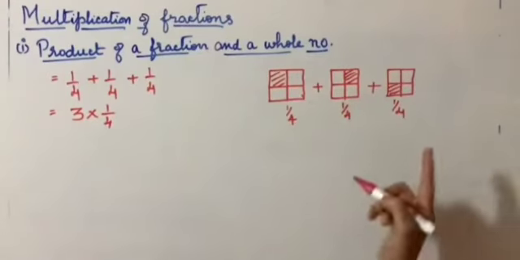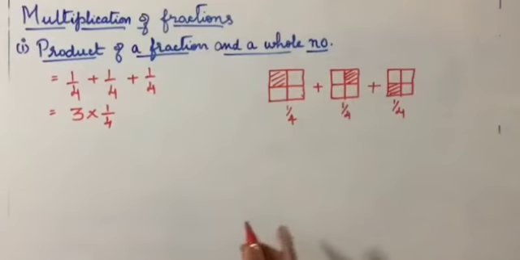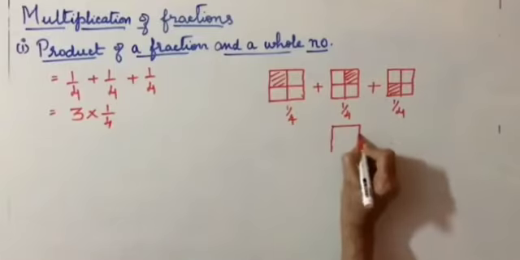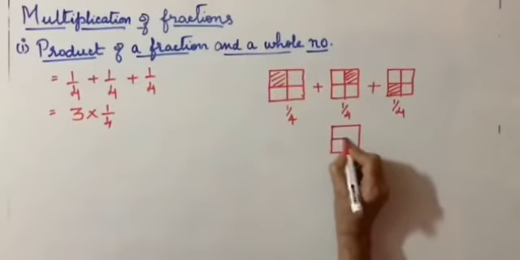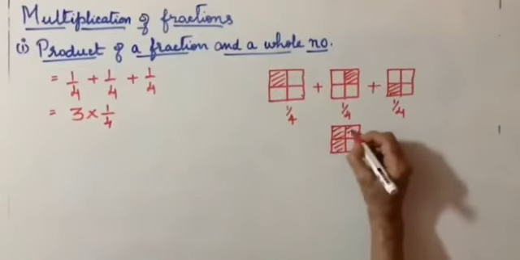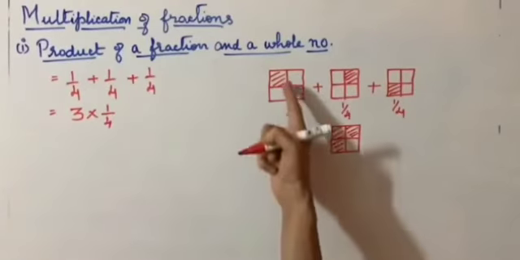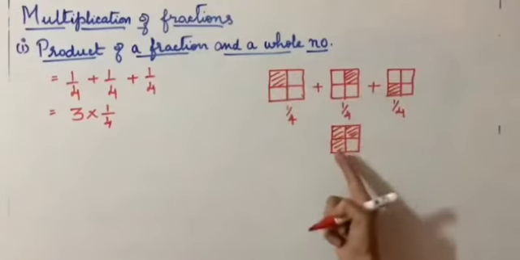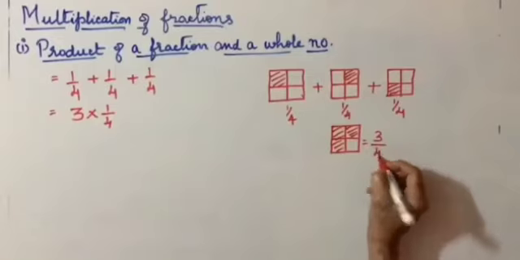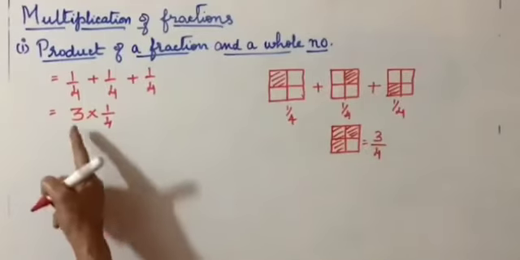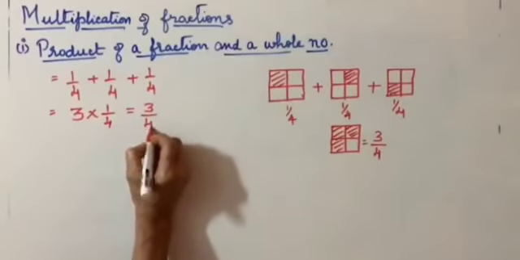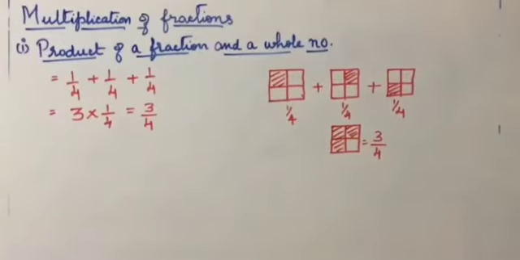Now let's see what happens to this square when we sum it up. So this will become what? Is it not? So 1/4 is here, 1/4 is here, one more is here. Now this has become 3/4. So 3 into 1/4 is 3/4, children. How did we get this?